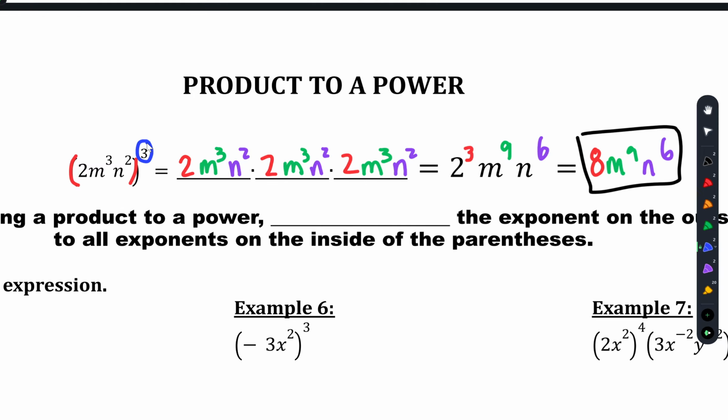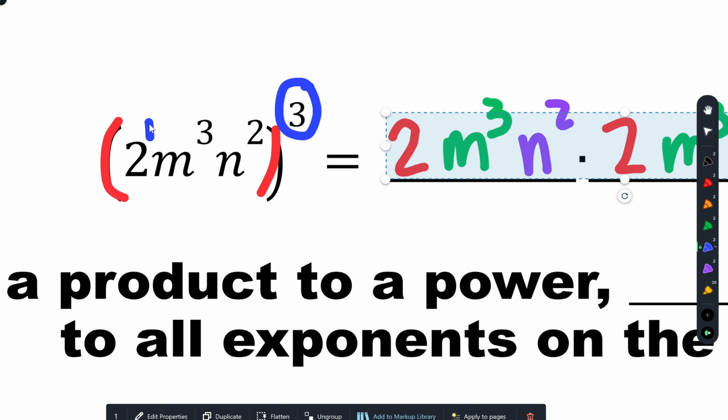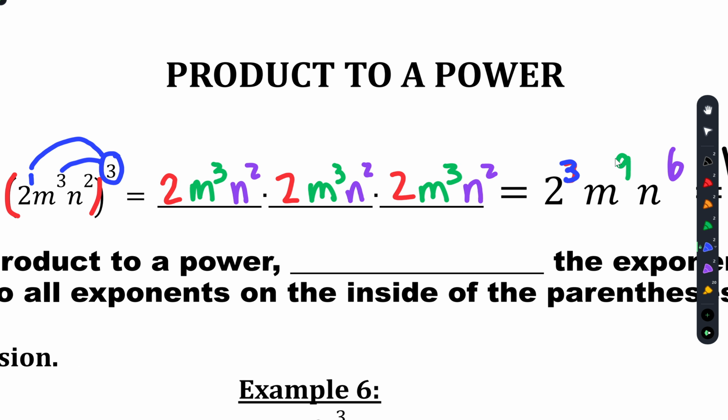Yeah, we're going to multiply this exponent to all 3 exponents on all 3 bases. What's the exponent over this 2? It's a 1. When it's not written, it's a 1. So I did 1 times 3 to tell me that this was going to be a 2 to the 3rd power. I did 3 times 3 to tell me that was going to be m to the 9th power. And I did 2 times 3 to tell me that was going to be n to the 6th power.